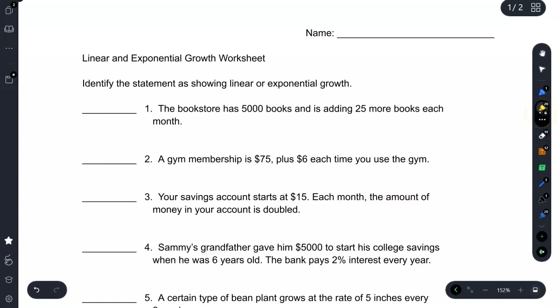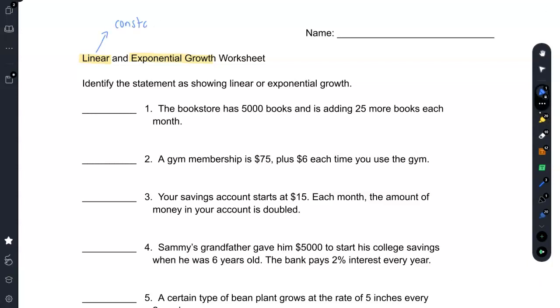In this worksheet, we're going to identify the statement as either linear or exponential growth. Some things to keep in mind: linear has a constant rate of change. So it's always changing by the same amount per unit, whatever that unit may be. And then exponential growth is going to have some keywords here, and I'm not going to cover all of them. But if we see something growing by percentage, that's going to be exponential.